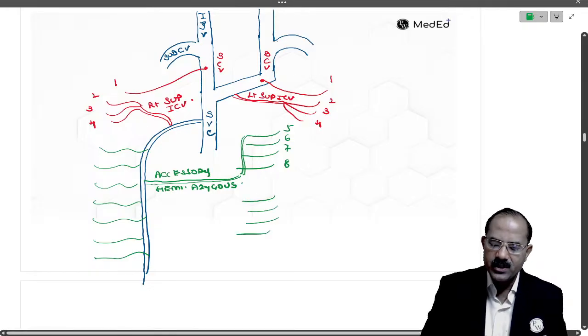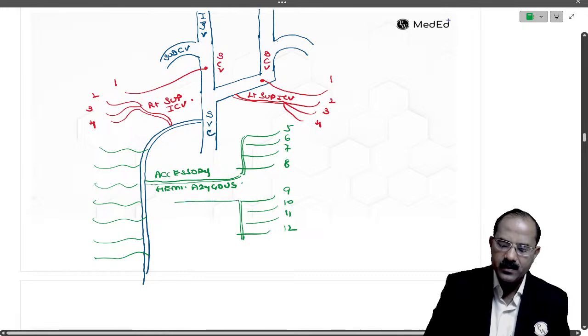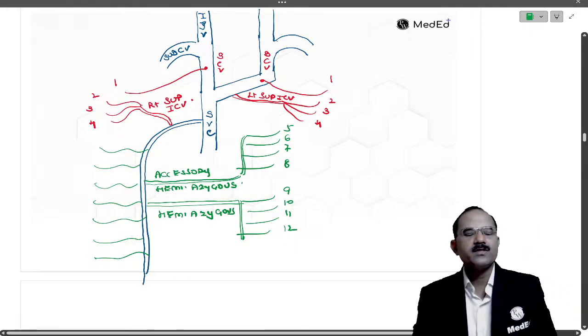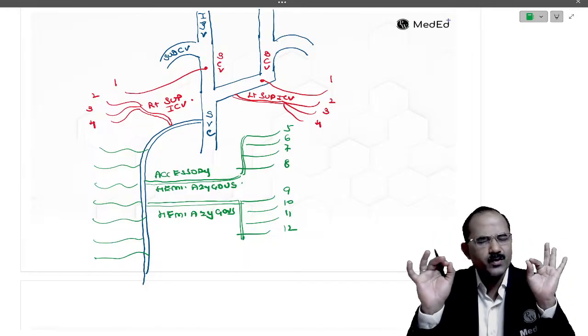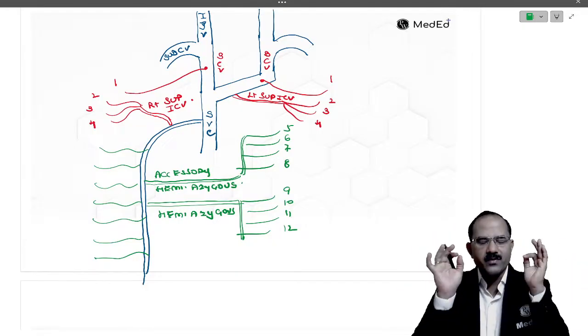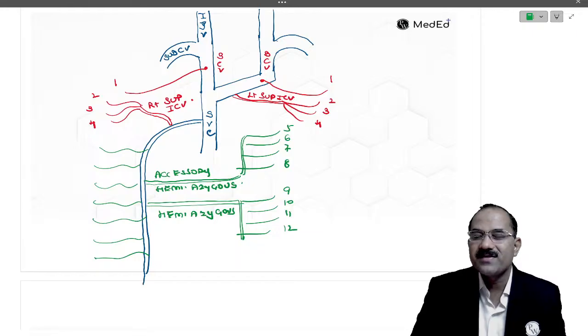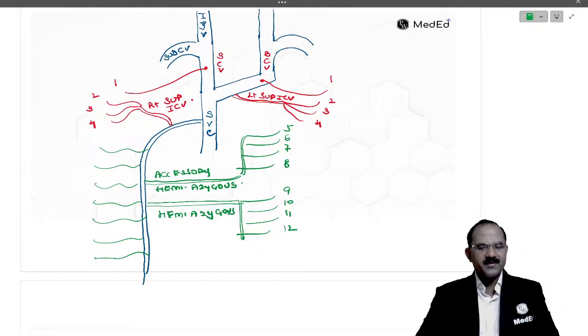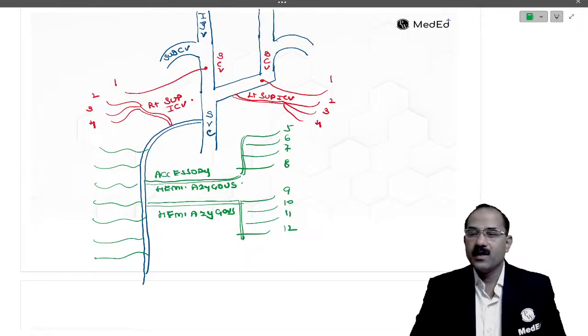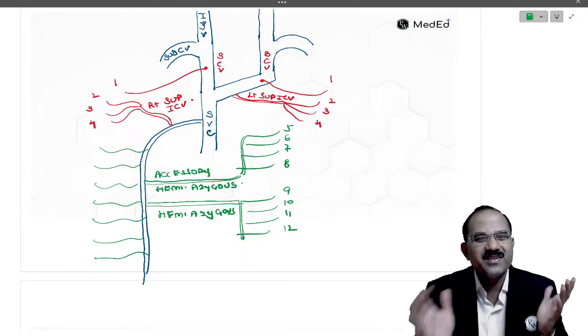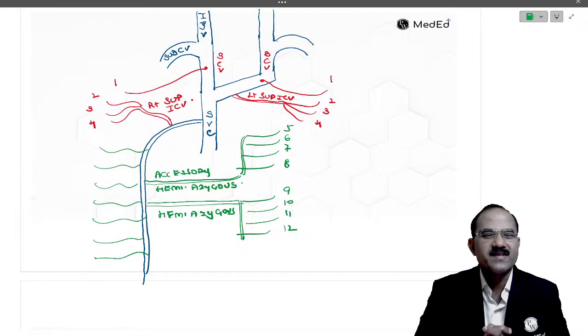9, 10, 11 and 12 join to form the hemiazygos vein. This hemiazygos vein drains into, yes, azygos vein. This should be perfect, but this is extremely important. I hope this is clear to all of you. All MCQs. See, if you are thorough with your theory, your MCQs are very easy to answer.